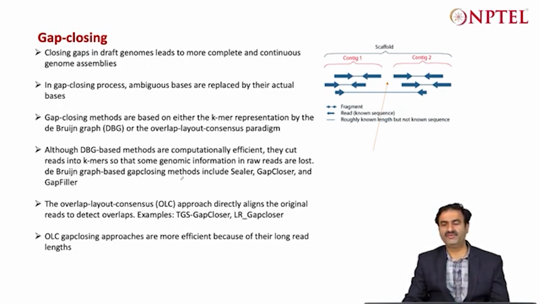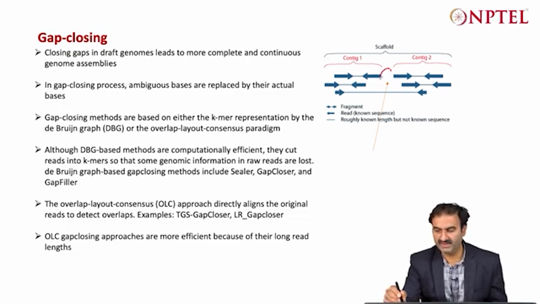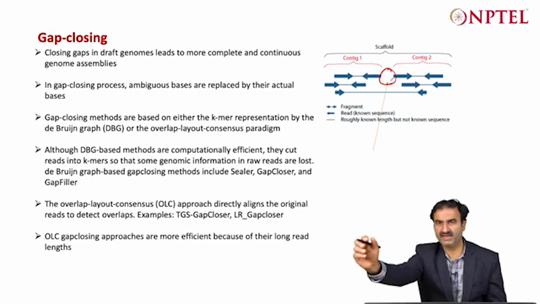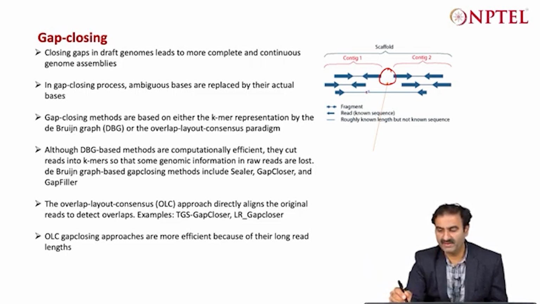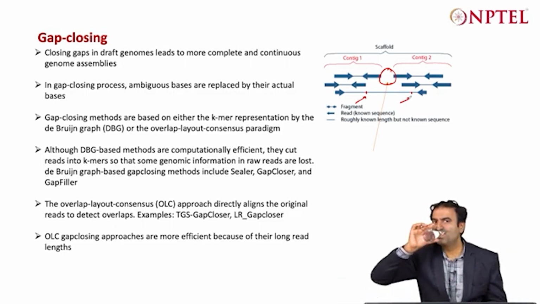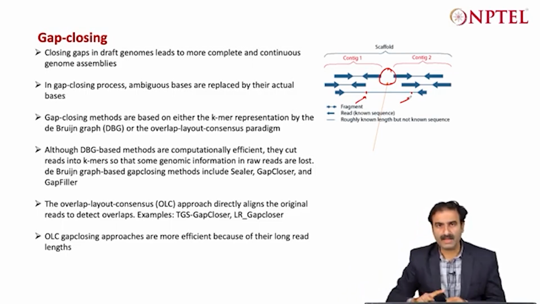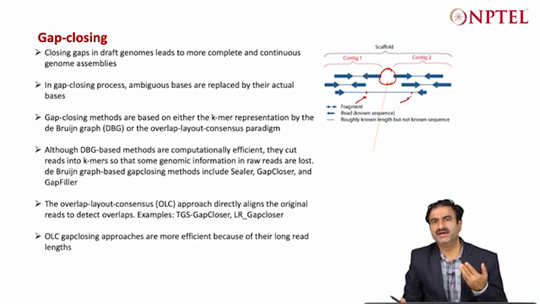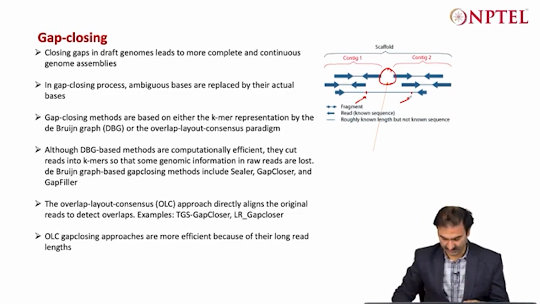So in today's class we will be dealing with what these gaps are and how we can fill them up, okay. And also there could be errors in the assembly which we want to correct, okay. The gap closing and error correction methods use the same approaches. If you are using short reads, it will be using the de Bruijn graph. If you are using long reads, it will be using the OLC method. So those algorithms are also based on this: Sealer uses the DBG approach, and TGS-GapCloser uses the OLC approach, okay.